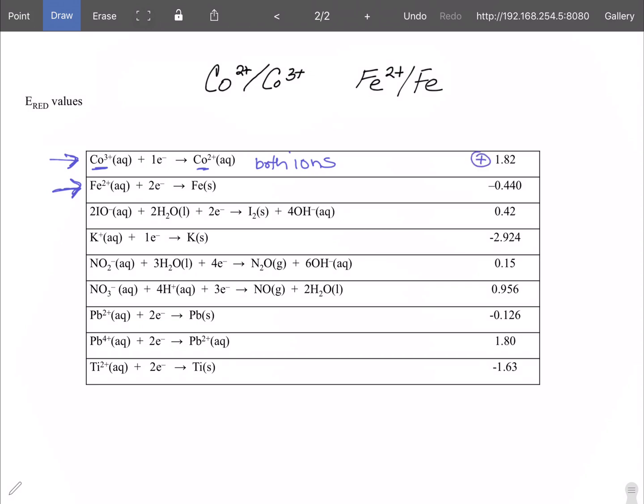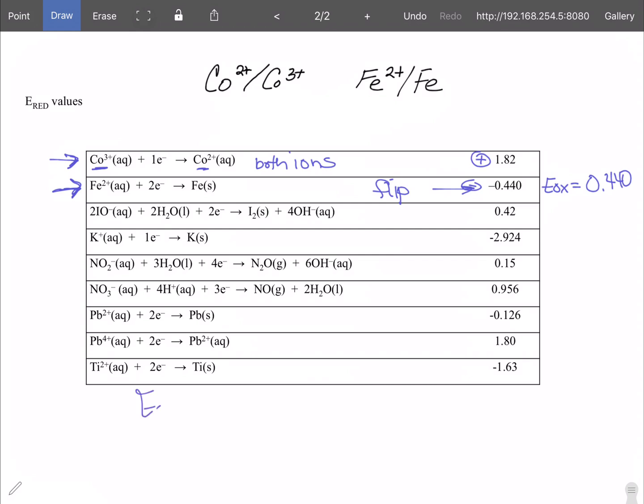This one is negative, so wait a minute. One of these has to flip because these are both written as E reds. So if we want it to be positive, then we're going to have to flip this one. So what we need this one to become is the ox, which means the value is positive 0.440.